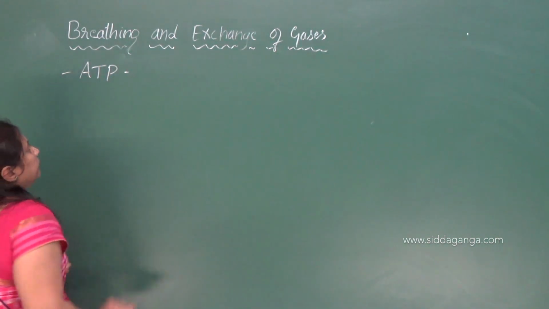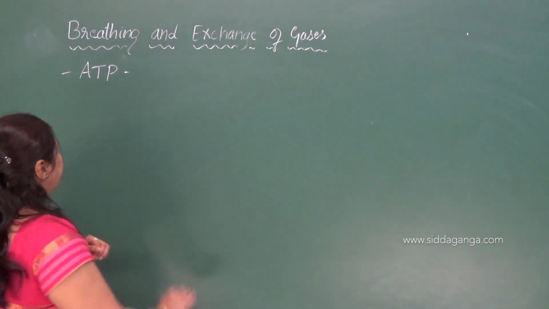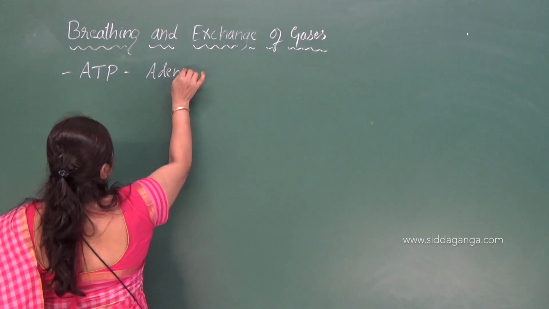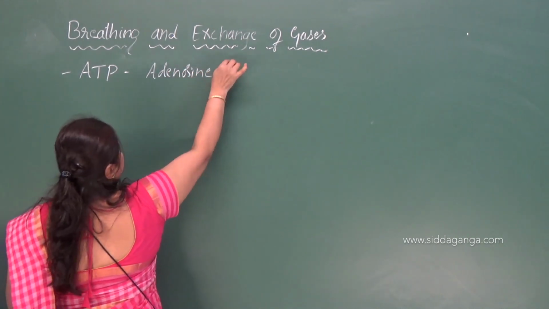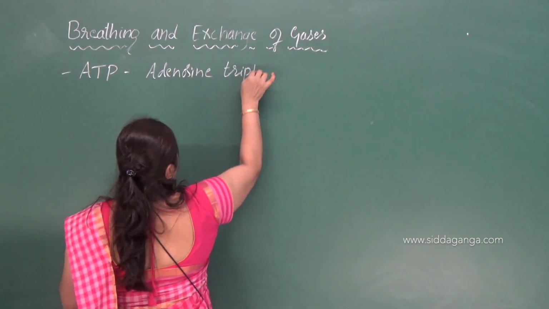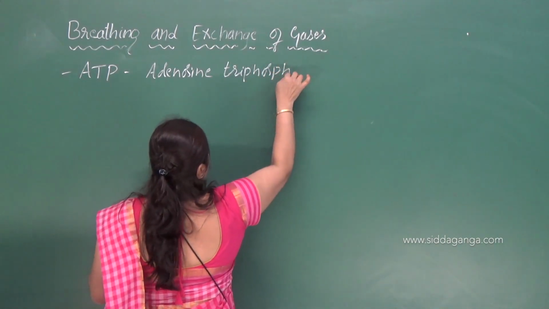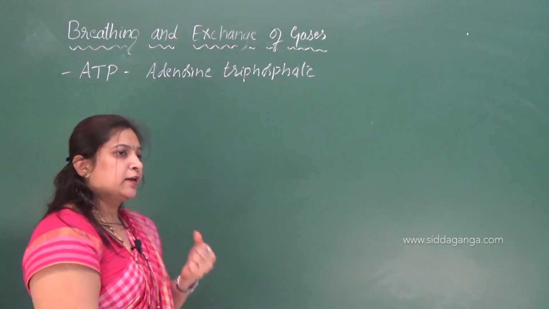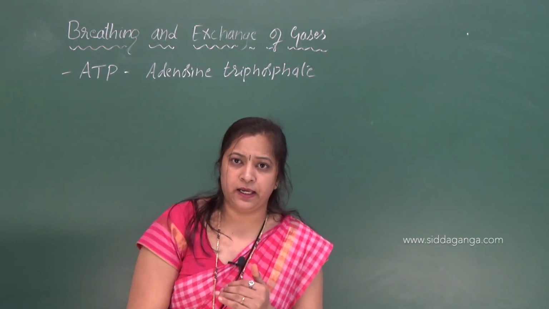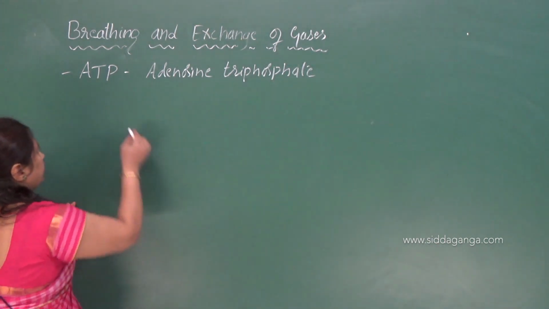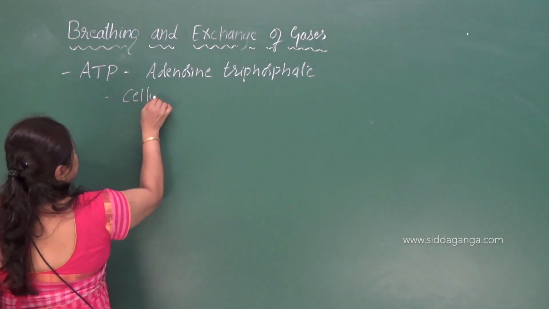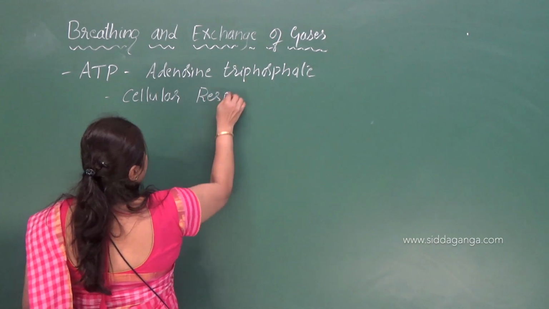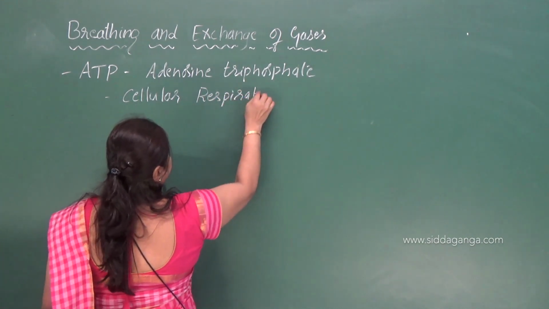ATP. So what is ATP? The long form of ATP is adenosine triphosphate. So in animals, the energy is produced in the form of adenosine triphosphate in the body cells by a process called cellular respiration.